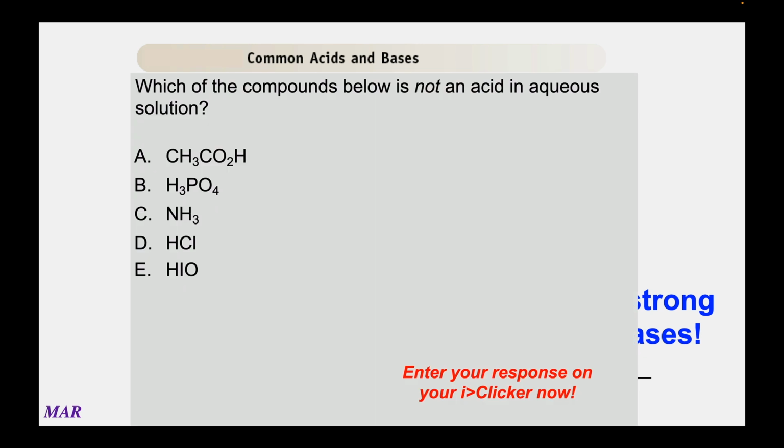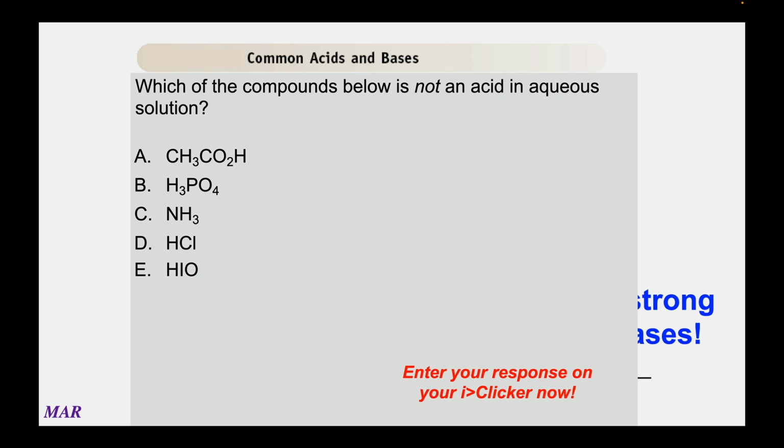Here's a question you might see. It says, which of the compounds below is not an acid in water aqueous solution? Okay, well, anything that has an H listed first is going to be an acid. So you can see that B, which is phosphoric acid, D, hydrochloric acid, and E, which is hypoiodous acid, a more rare acid, but they all have H listed first. Those are going to be acids. So it's going to come down to A or C.